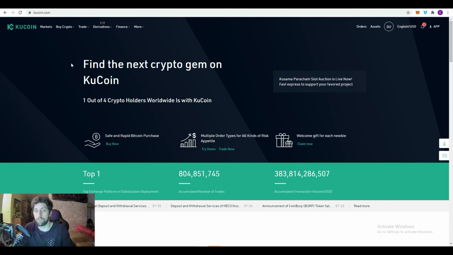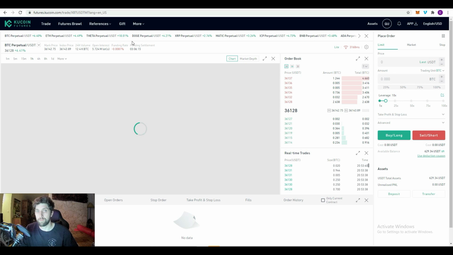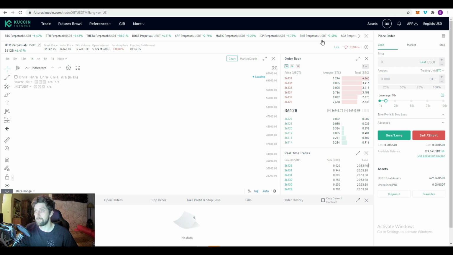Now, once you go through and create your account, you're going to want to go to derivatives on the top and you can go to Futures Lite, but I like to use Futures Pro. It's a little bit easier, ironically enough. Now, when you get to KuCoin Futures, it's going to look something like this. You might have to accept some sort of statement or something like that. Don't worry about it, just fill it out and make sure you put money into your futures account and your assets, and then you'll be ready to go.